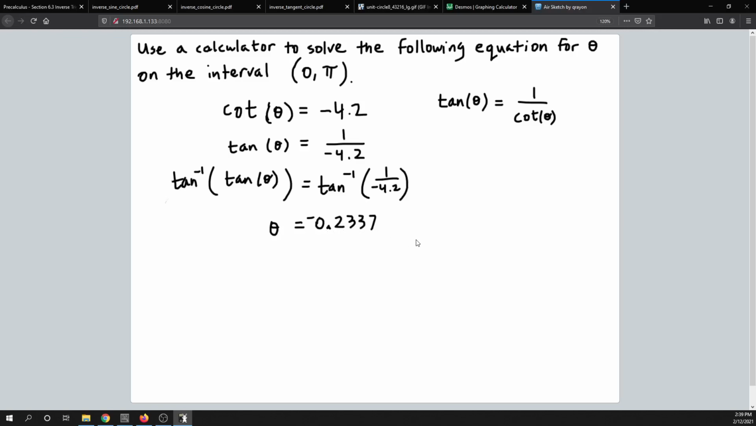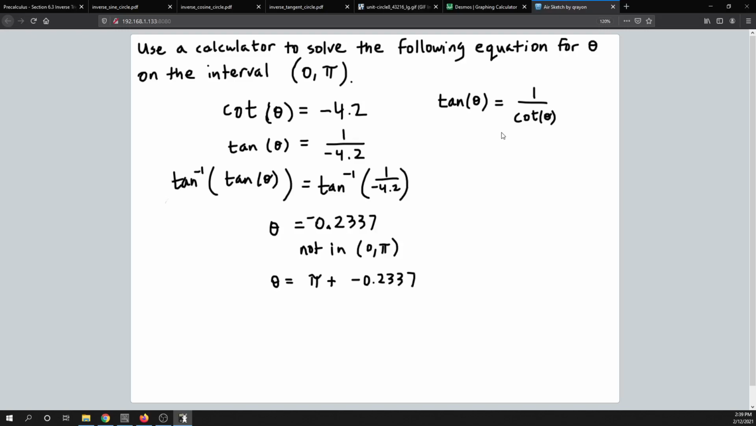So let's just take a look at this. Well, first, before I take a look at it, let me tell you what you need to do on here. What you need to do is, because this is not in 0 to pi, the way you fix it is by adding pi to it. So the answer will be pi plus minus 0.2337.